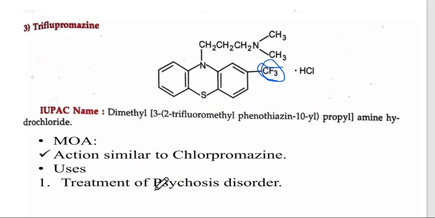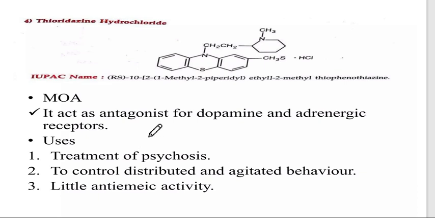The uses are: all the antipsychotic drugs have a major mechanism of action, that is, they are antagonists and they promote the blockade of dopamine, serotonin, histamine, adrenergic or muscarinic receptors. And second, they are primarily used in the treatment of schizophrenia and as an antiemetic, and also for some other psychotic disorders.